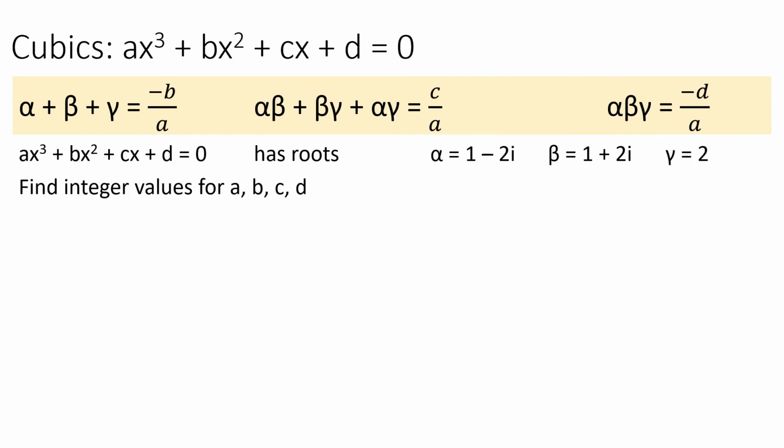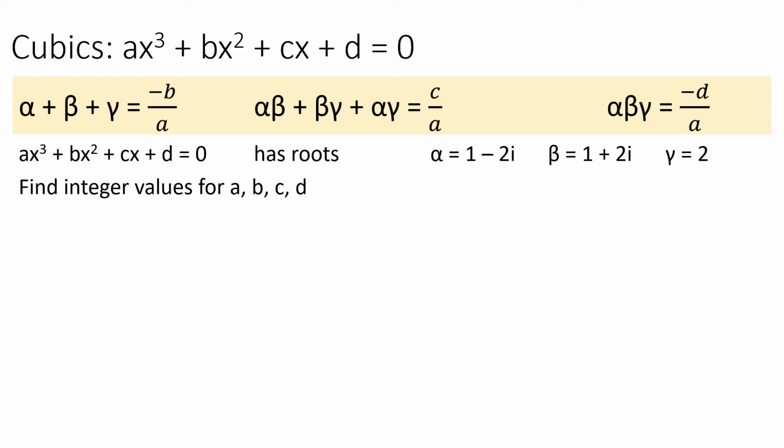And again, turning our expression round, we have an unknown cubic, but we have the roots, and we want to find the integer values. Now, like I say, one way of doing this is to actually expand out x minus alpha and x minus beta and x minus gamma, and it'll work. It'll take a while, it'll be a little bit messy, but it'll work. But we're going to take the alpha beta method here.